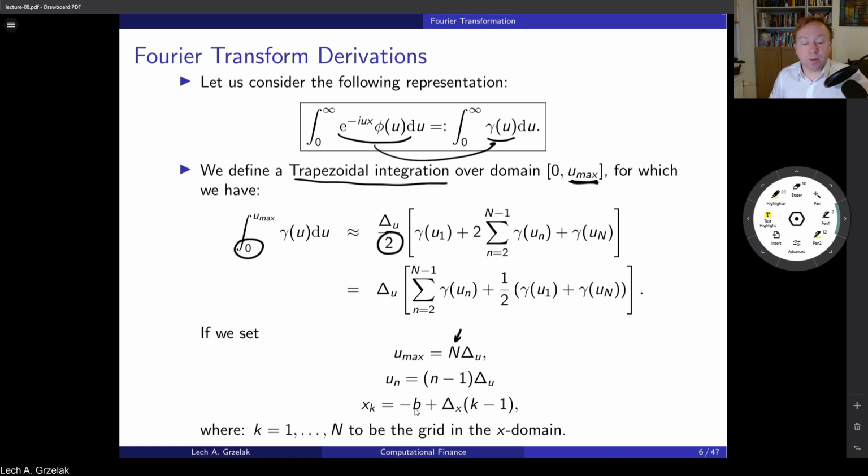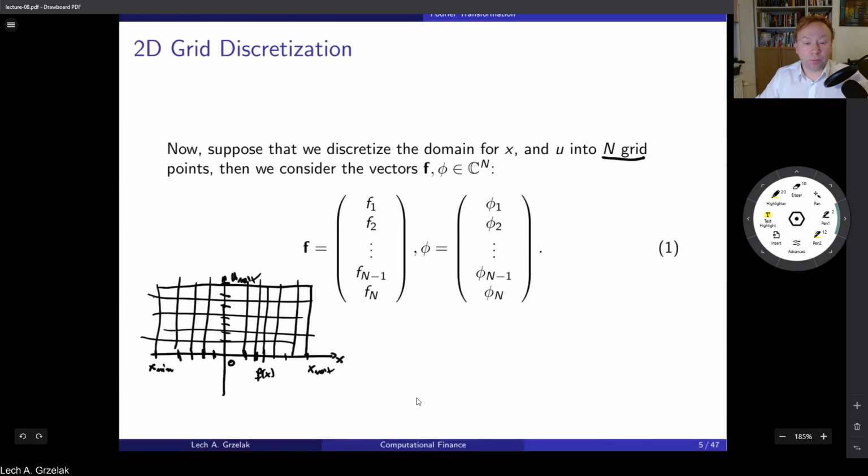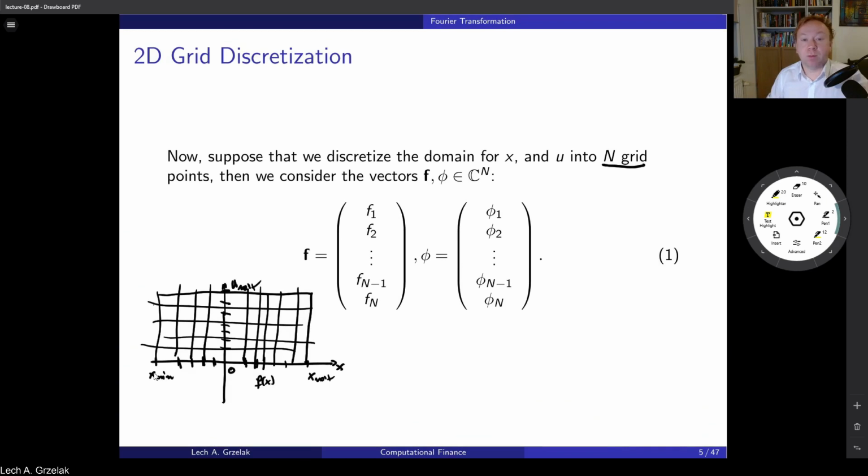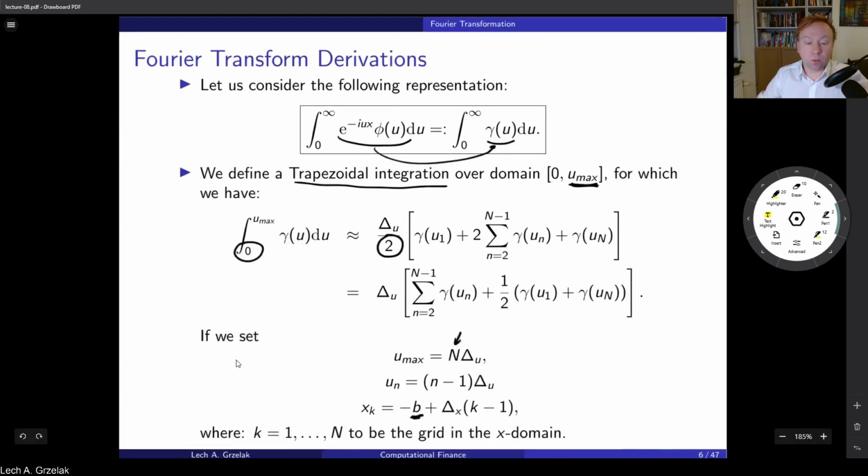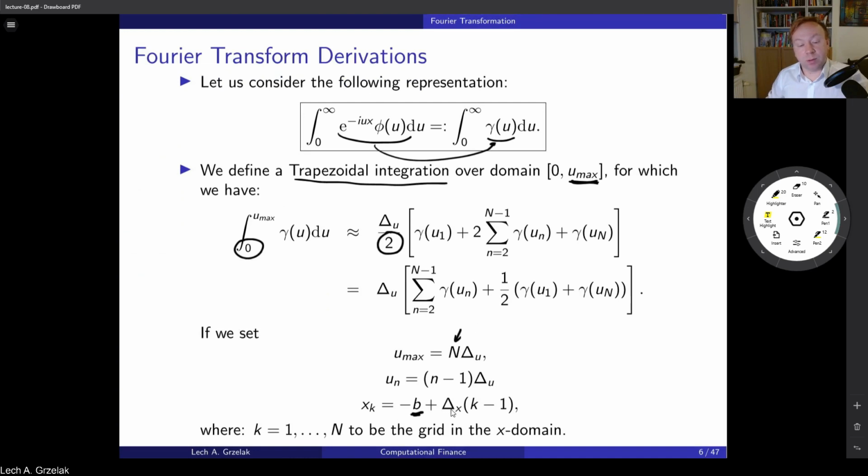For x, we have a minus b, this is also a free parameter, plus delta x times (k minus 1). So you see, we have a few free parameters that we have to tune. This b corresponds to our x minimum, where we would like our grid to start. Once we specify the starting point of our grid and also delta x, the spacing, then we can define the other direction of the grid. So we have to choose u maximum, the number of points, and also specify our point b.